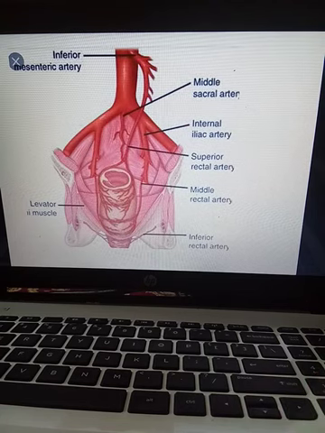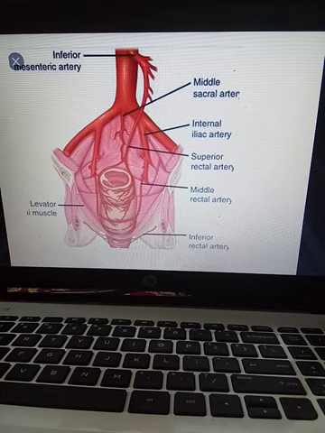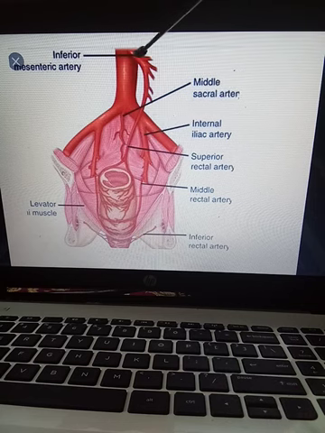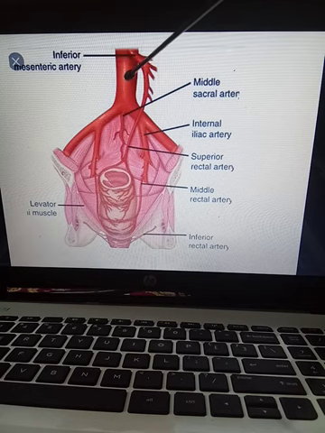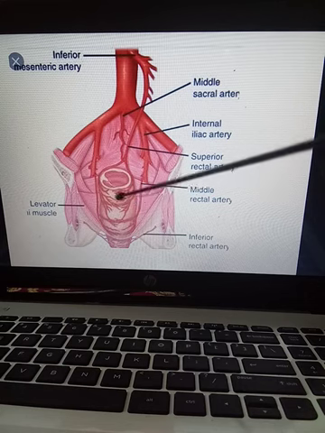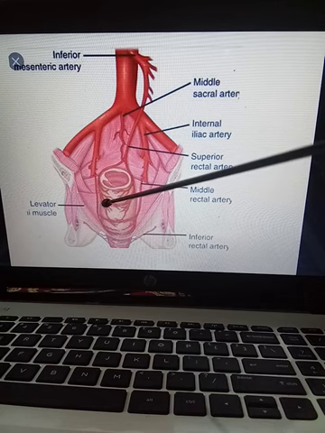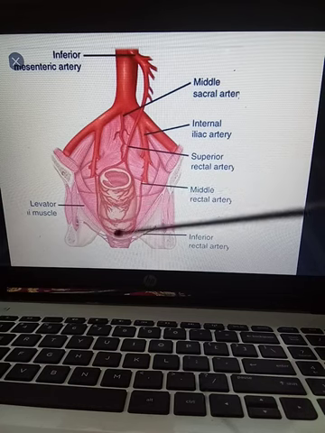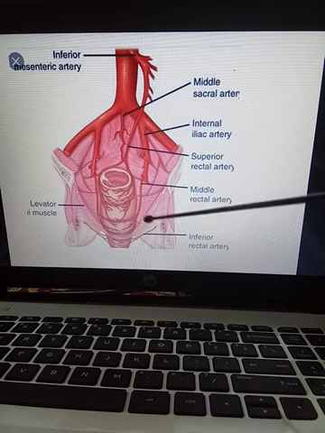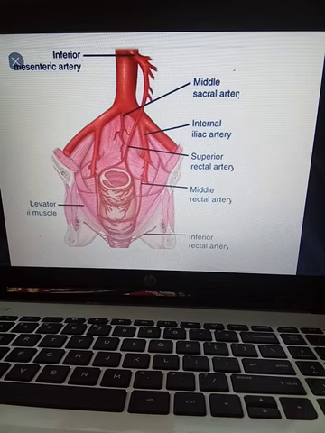Arterial supply. For the arterial supply we will divide it into parts. One is the pectinate line, we have seen it, which separates the upper part from the lower part. The area above the pectinate line is supplied by the superior rectal artery. This is your superior rectal artery, a branch of the inferior mesenteric artery, which is in turn a branch of the abdominal aorta. It supplies up to the pectinate line, above the pectinate line. Then the part below the pectinate line is supplied by the inferior rectal artery.